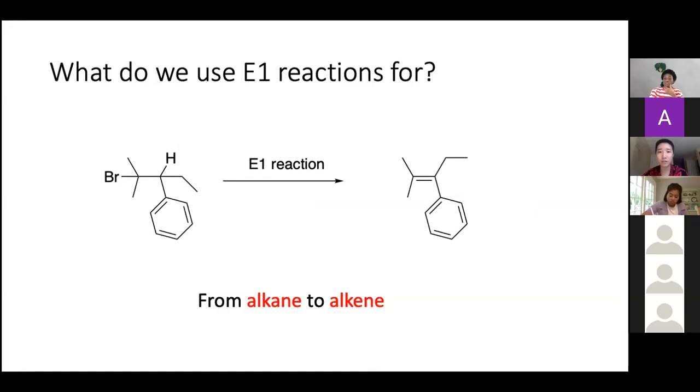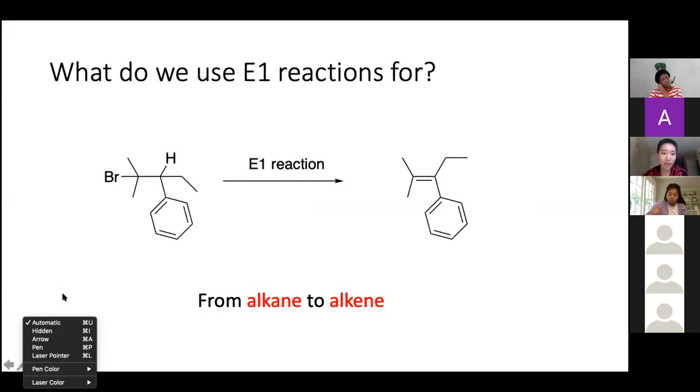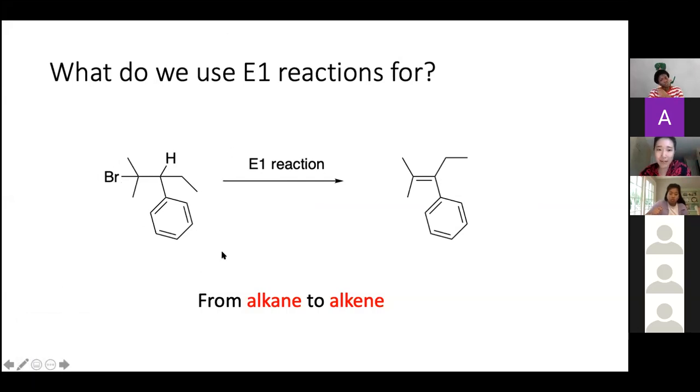So here's the general scheme for E1 reactions. First, you start with a simple alkane or a substituted alkane, it doesn't really matter, with a leaving group. So in this case, I have Br as a leaving group. So through an E1 reaction, we're going to get rid of the leaving group and get rid of one of the hydrogens on the alkane and make a double bond. So E1 reactions are really just to help us go to alkene from an alkane.